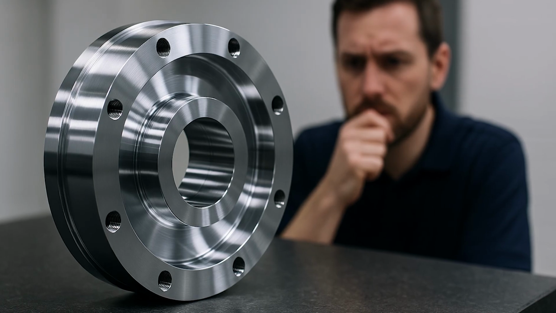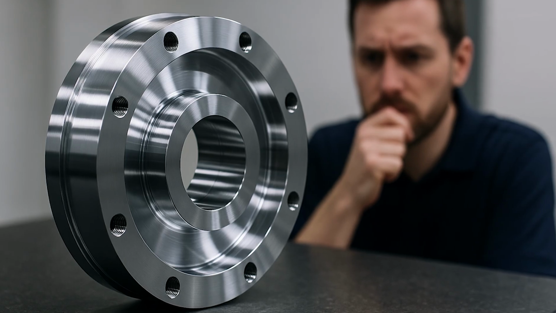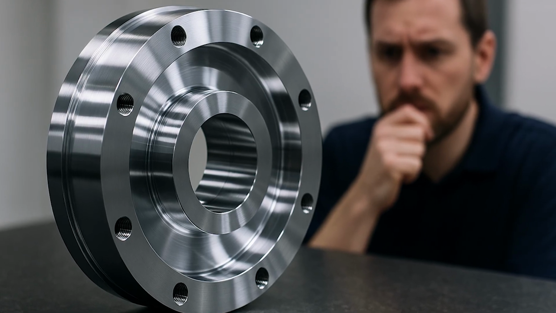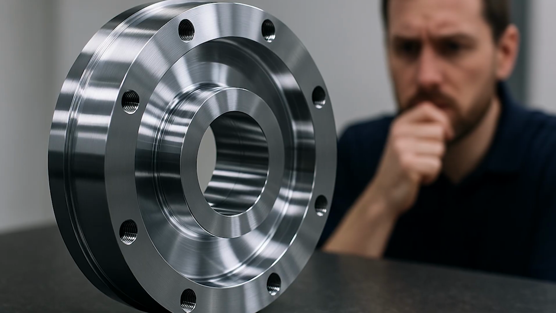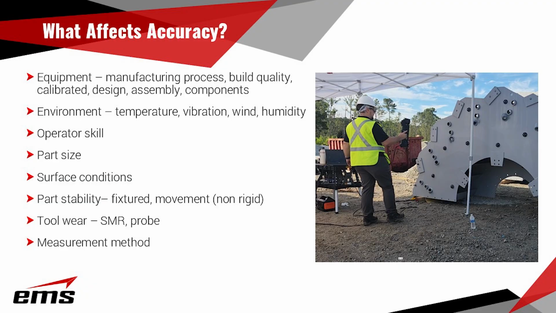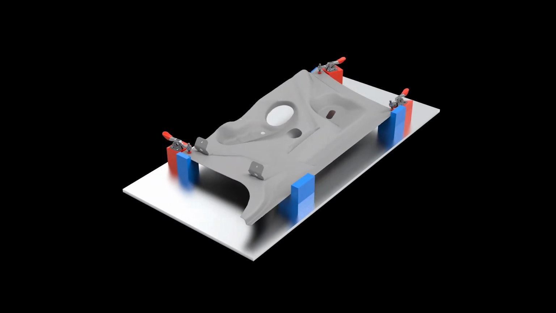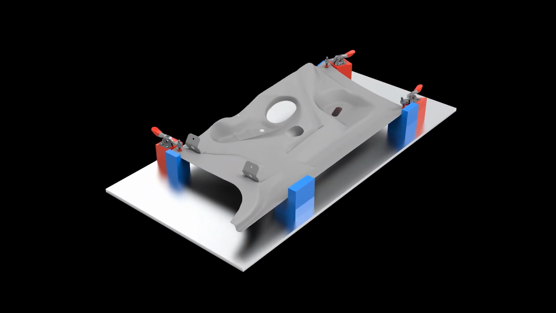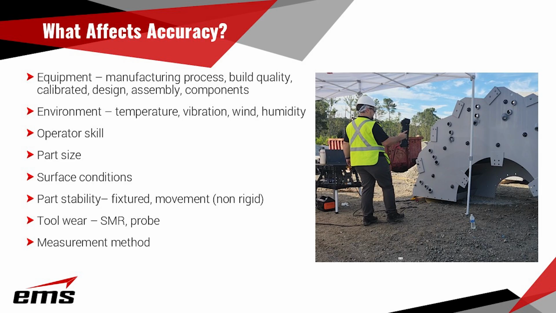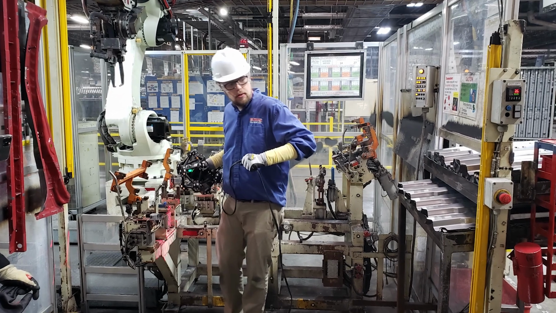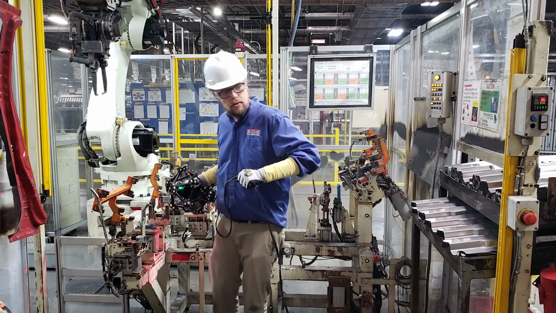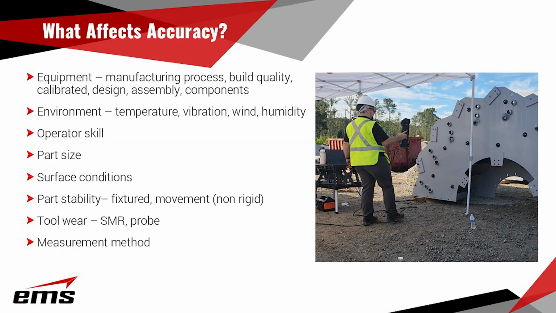Surface conditions, especially with 3D scanners, whether it's structured light or laser, surface conditions can absolutely affect the accuracy of the scanner. Another thing is part stability. Is the part rigid? Is it being held in a way that it's not moving around? Does it need to be fixtured? Or is the part non-rigid, something flexible or flimsy? It's going to be very hard to measure that part if it's moving around because it's just thin or something like that.